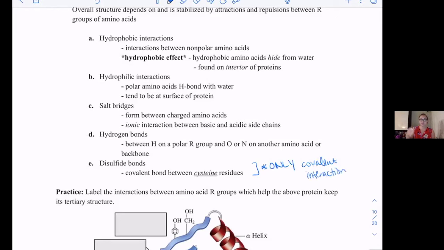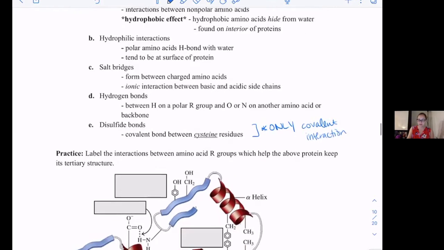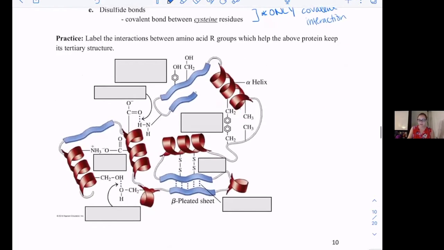So you see the salt bridges was ionic, and then the other three were all hydrogen bonding interactions. So let's practice this real quick. Label the interactions between amino acids' R groups which help the above protein keep its tertiary structure. So this structure is set. This is how the protein likes to be because of the different interactions. So we're going to try and label all of these interactions.